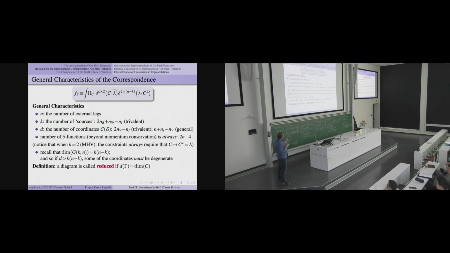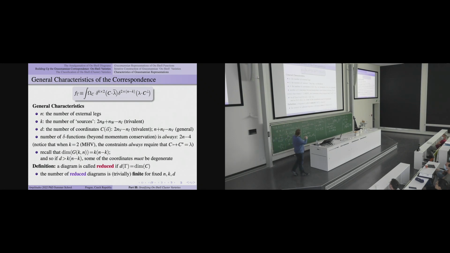And if a diagram has the property that the dimension of the C matrix space that you obtain from the diagram is equal to the number of coordinates, we call it reduced. That is the condition that all of the coordinates in this volume form are independent, and it's a non-degenerate volume form. I'm emphasizing that this reduction is something that is easy to test in Mathematica for any particular graph. You just compute the boundary measurements and ask the rank of the tangent space.